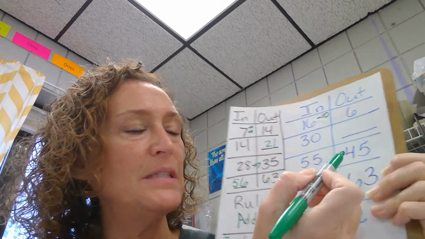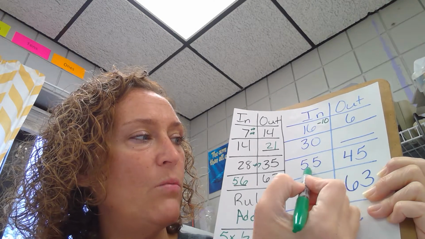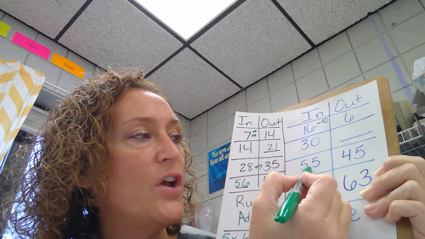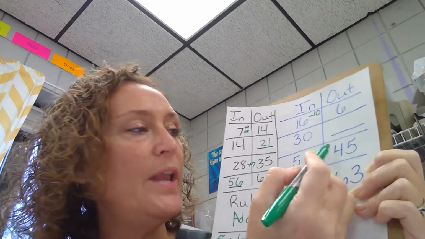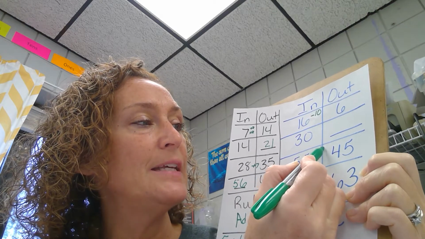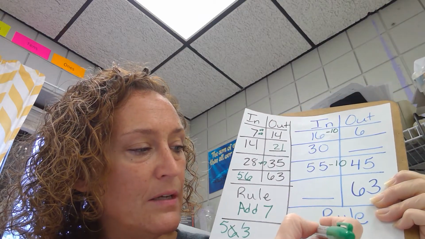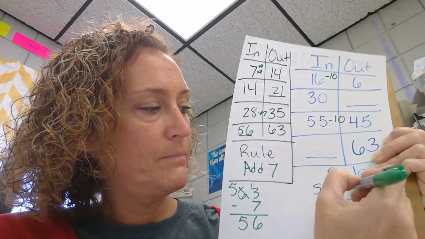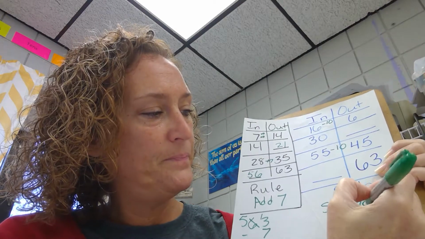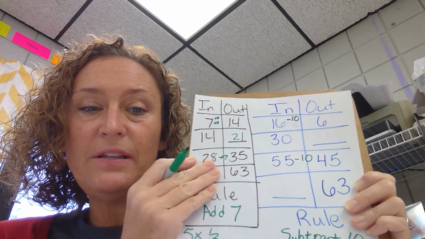Let's make sure I didn't make any mistakes before I try to answer that. Let's look at the other one that we know. 55 goes in, 45 comes out. Well, if 55 goes in, to get to 45, you would have to subtract 10. So it looks like my rule is subtract 10. Oh, there goes my paper. So now I'm ready to fill in the other blanks.